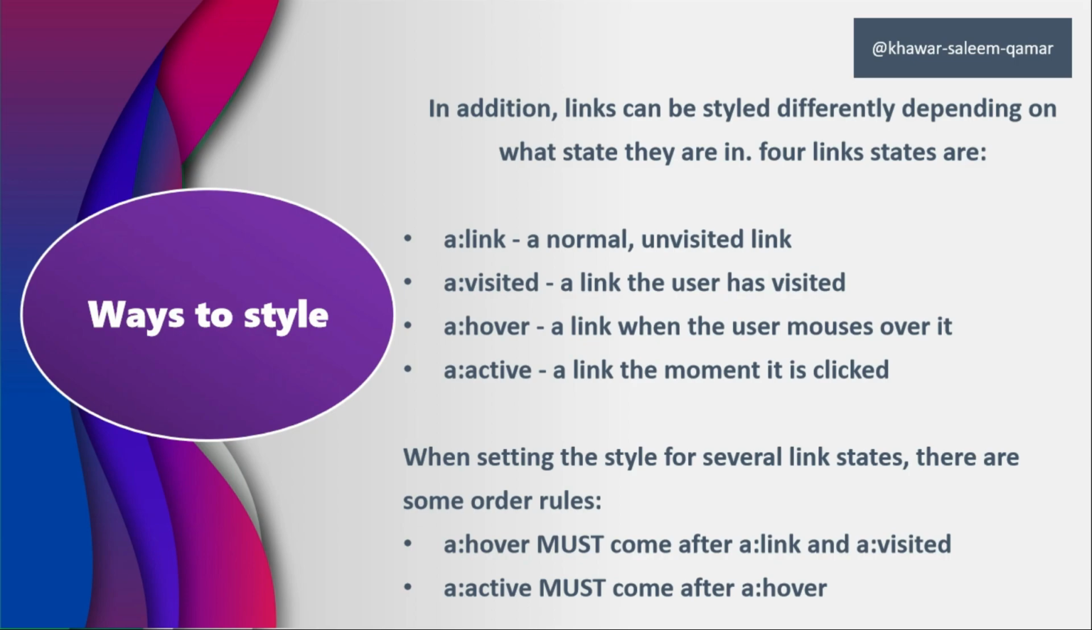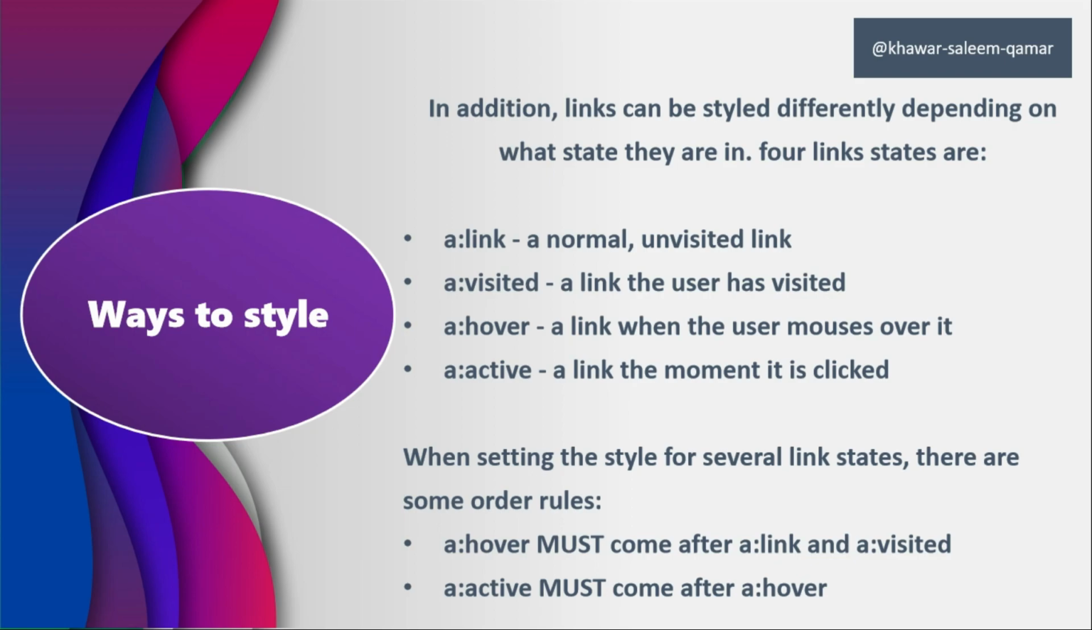There are actually 4 states of a link tag, the a tag. So you can style it according to all these 4 states. In the next example you will get a clear depiction of it, but for now the important thing is that it has 4 states: link state, visited state, hover state and active state. Link state is the normal state of a link. Visited state is the state when a user has visited that link.